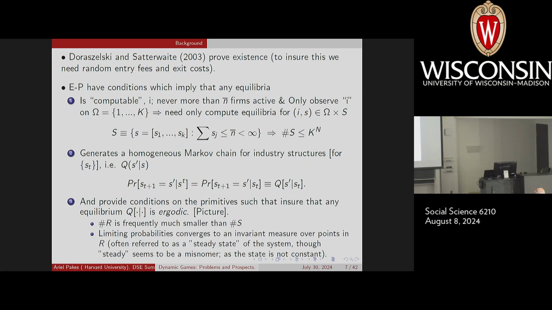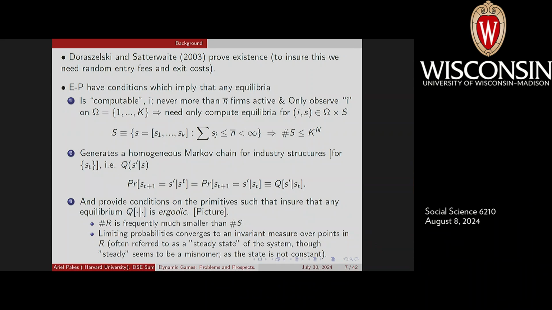Okay, so why is that interesting? The cardinality, the number of points in the recurrent class, is less than the number of points in the states, in the total state variable. Is that clear? So if I can tell you how to compute just on the recurrent class, I have an easier computational problem.